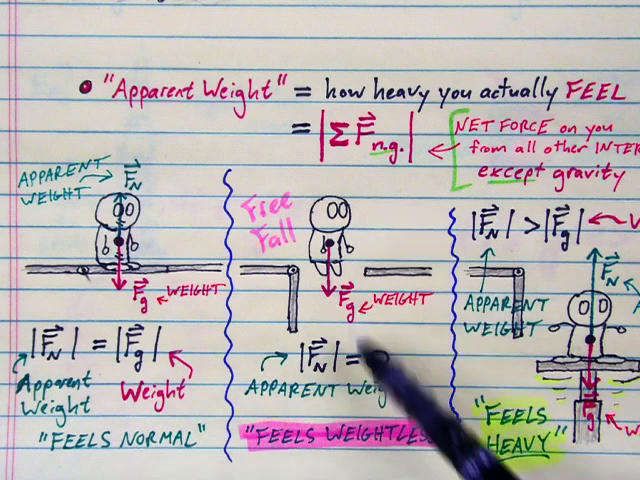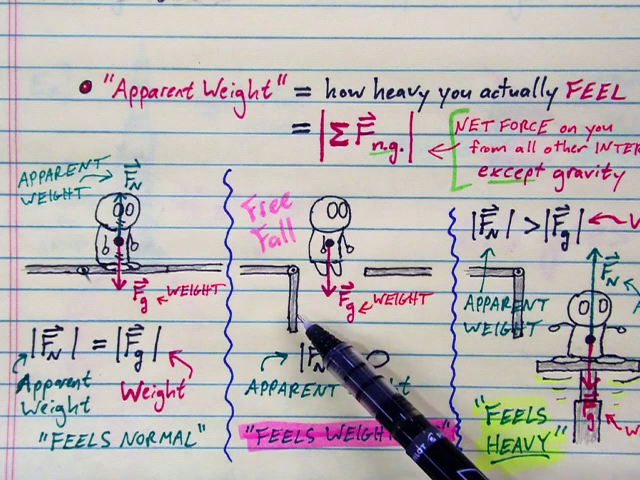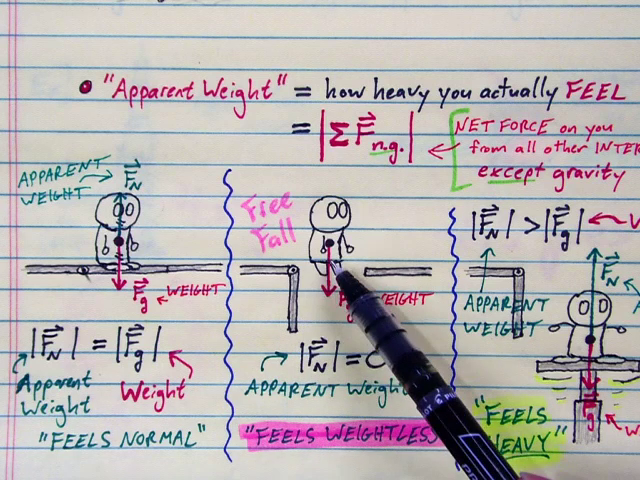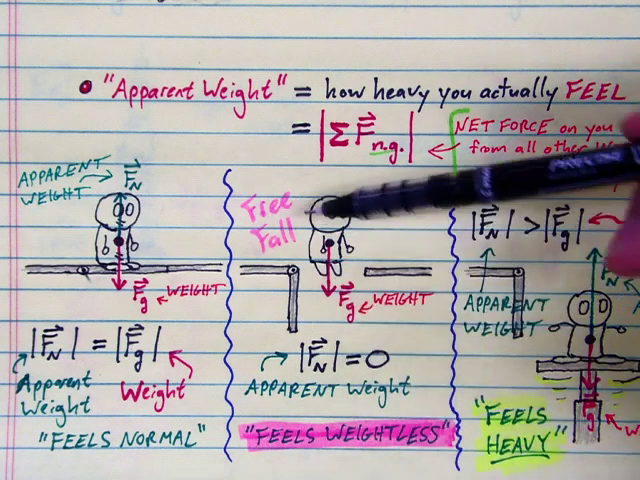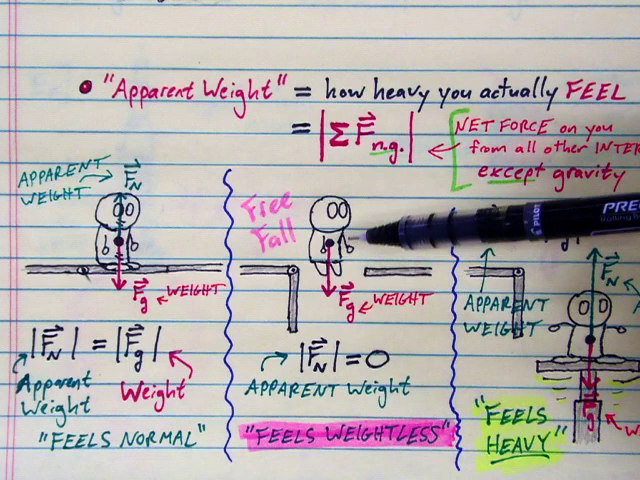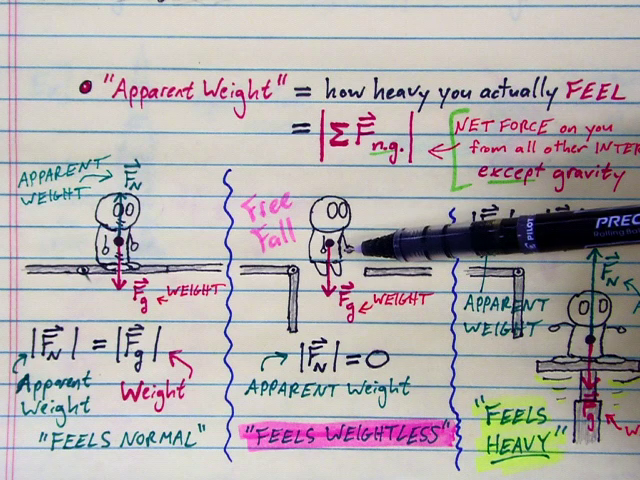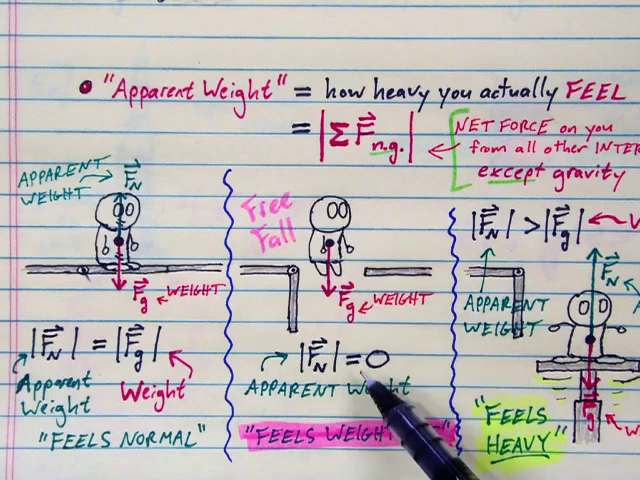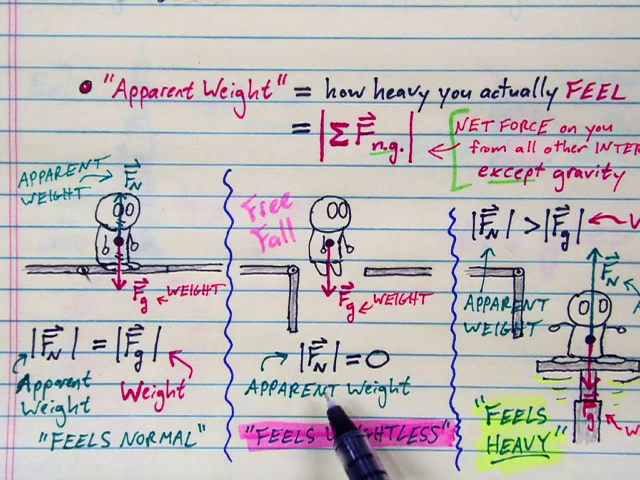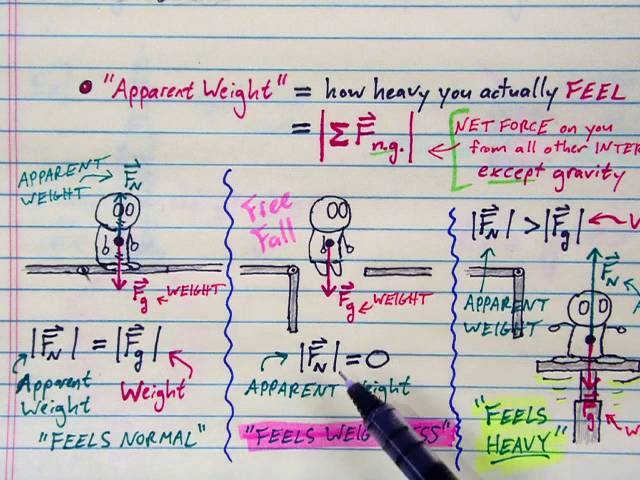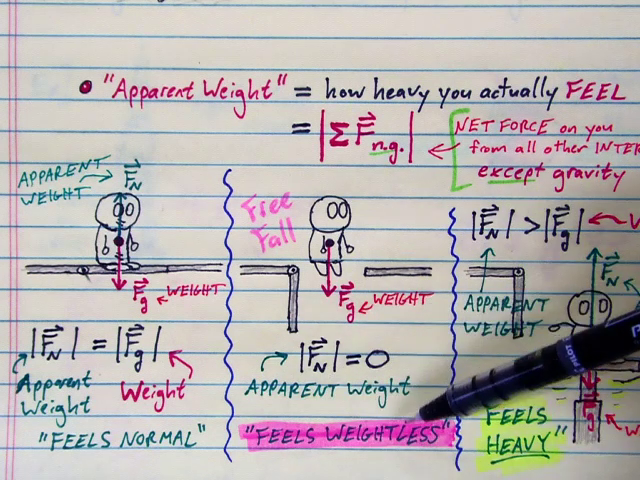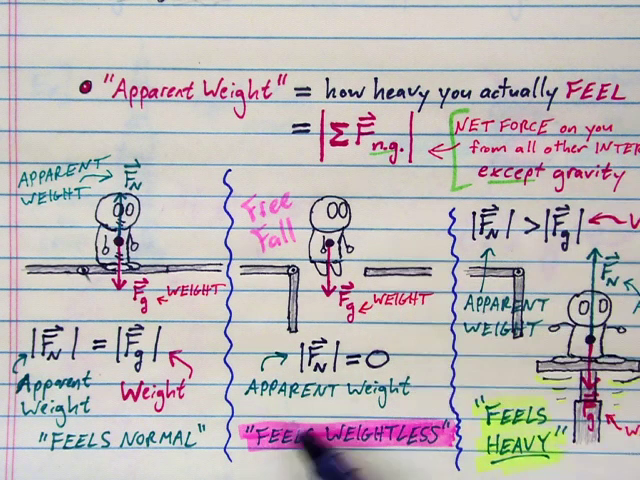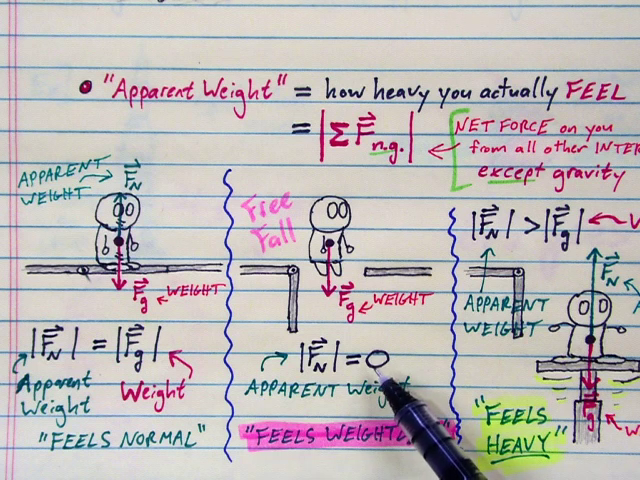But if, on the other hand, a trap door opens up and that contact force with the floor vanishes and you enter free fall, then the net non-gravitational force on you will be 0. There are no non-gravitational forces acting, and therefore your apparent weight will be 0 as you fall. So when we say that someone is in a state of weightlessness, what we actually mean is that their apparent weight is 0.